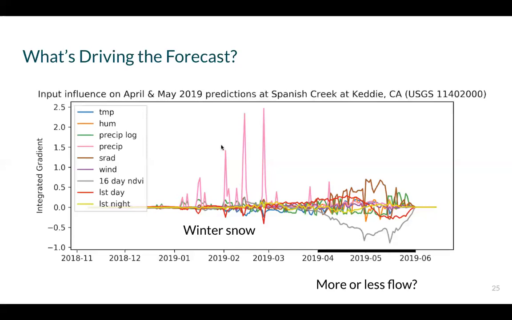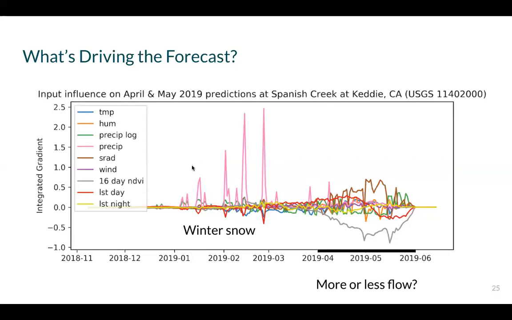So when we put our hydrologic science knowledge hats on and look at this plot, we would expect that precipitation that fell back in the winter, when the air temperatures were very cold, would fall as snow and would stick around so that later it can be melted and turn into streamflow.